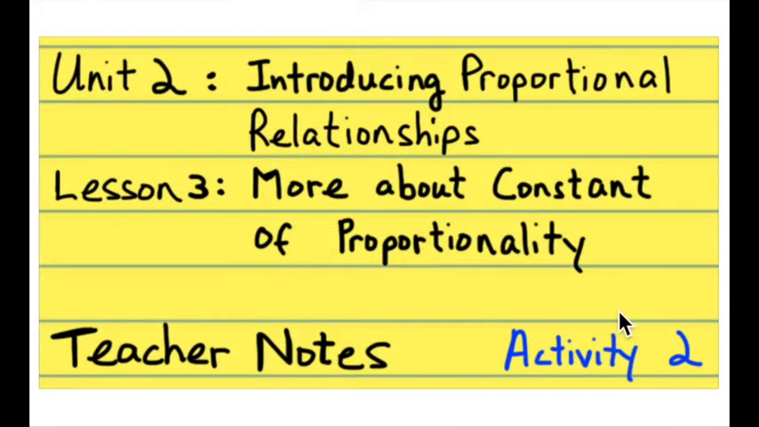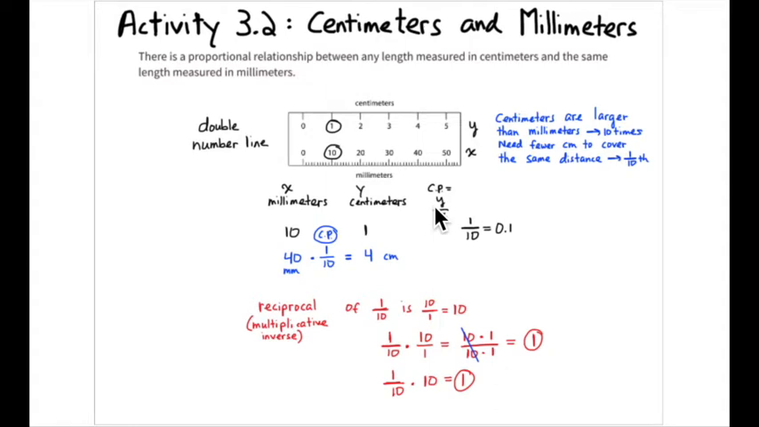This is activity 2 from lesson 3, more about constant of proportionality. And in this activity, we do get into the details of figuring out what the constant of proportionality is and doing those calculations. And this activity is focused on centimeters and millimeters. And what's the relationship between centimeters and millimeters?